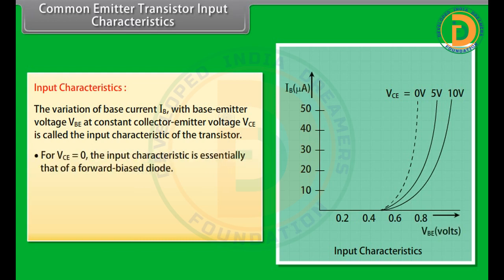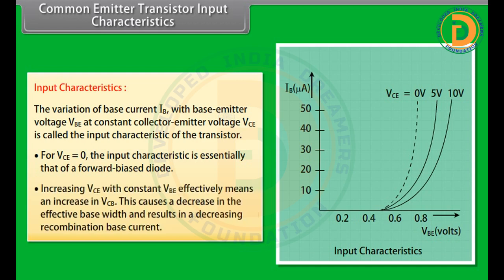For VCE equal to 0, the input characteristic is essentially that of a forward biased diode. Increasing VCE with constant VBE effectively means an increase in VCB. This causes a decrease in the effective base width and results in a decreasing recombination base current.